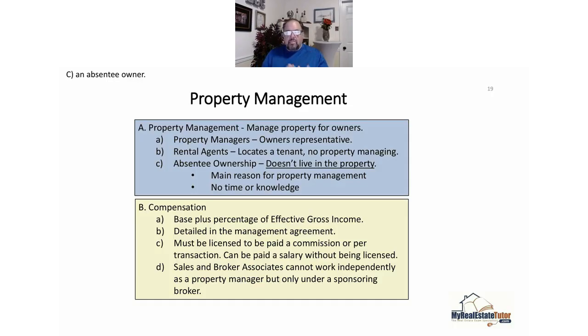All right, this is under the property management section out of chapter 1, right? So if you look in the blue box, property management, this is managing the property for the owners. So as a property manager, you're going to represent the owner in all their efforts in what you're going to do. If you're a rental agent, all you're going to do is list property or find a tenant, and that's it. You're not going to manage the property. They're called rental agents. Now, under A, C, that's what you want to know. What is an absentee owner? They don't live in the property, but they rely on you for property management. They're called absentee owners. And let me tell you, Florida has many, many.